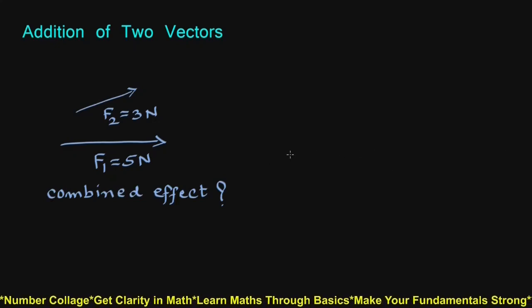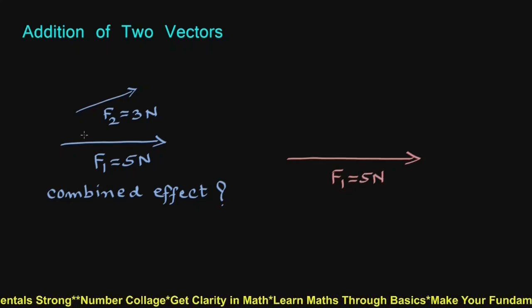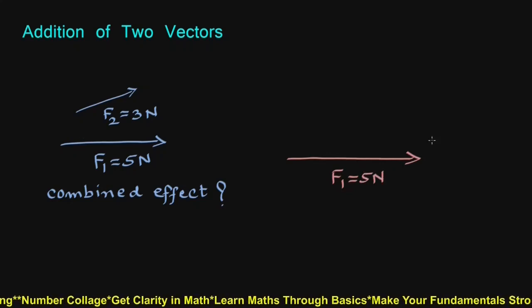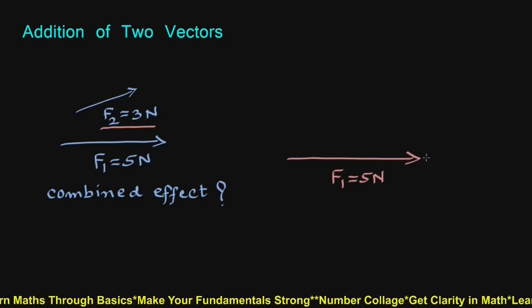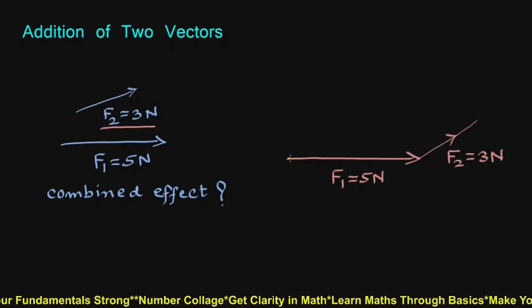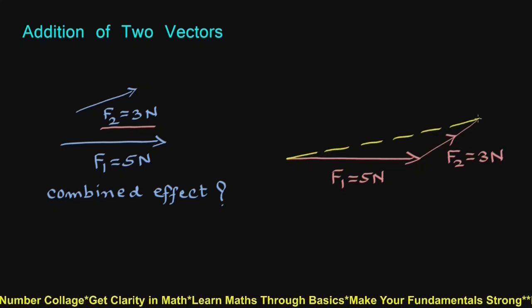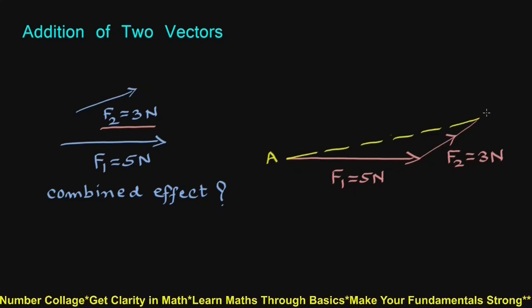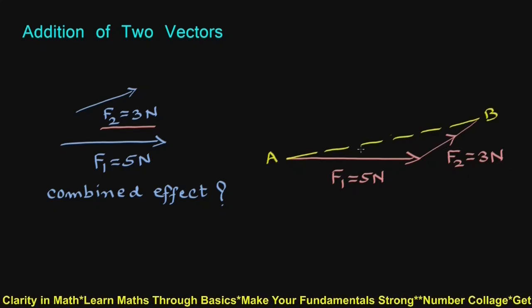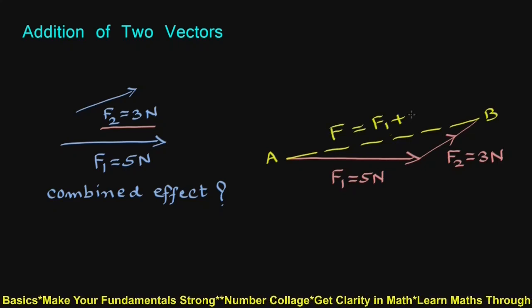First we have to draw force F1, which is 5 Newton. Then we have to draw force F2 3 Newton by keeping its initial point on the terminal point of F1. Then we have to join the initial point of F1 and the terminal point of F2. And this vector, say AB, will be the combined effect of F1 and F2. Let it be F, and it will be F1 plus F2.